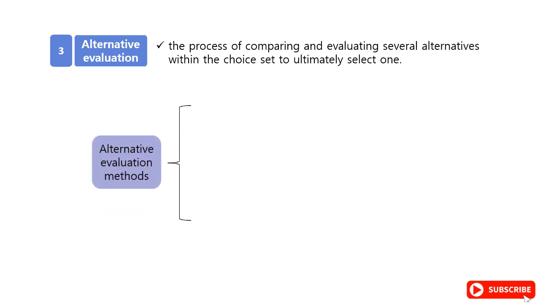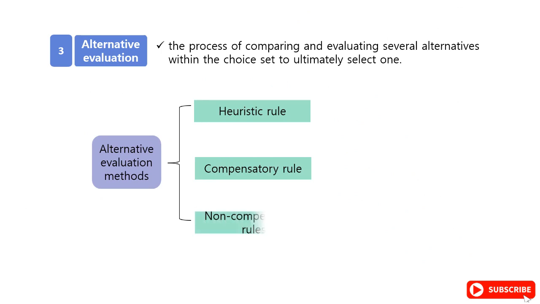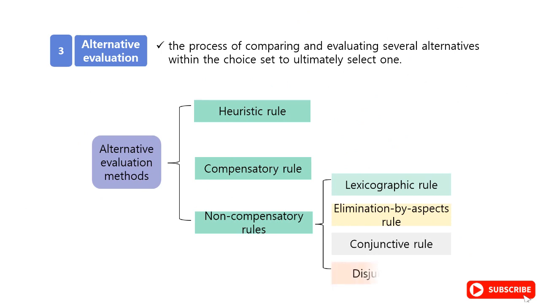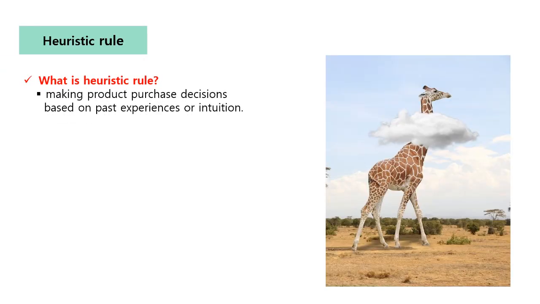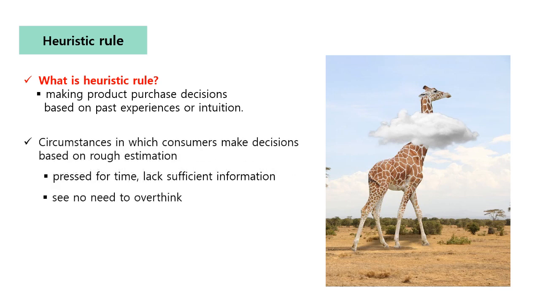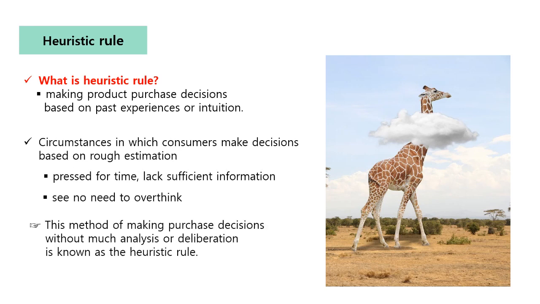There are 3 main approaches to alternative evaluation: heuristic, compensatory, and non-compensatory. Let me first explain the heuristic rule. The heuristic rule refers to making product purchase decisions based on past experiences or intuition. When consumers are pressed for time, lack sufficient information, or see no need to overthink, they make decisions based on rough estimation. This method of making purchase decisions without much analysis or deliberation is known as the heuristic rule.